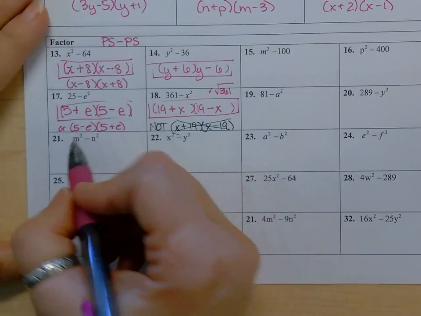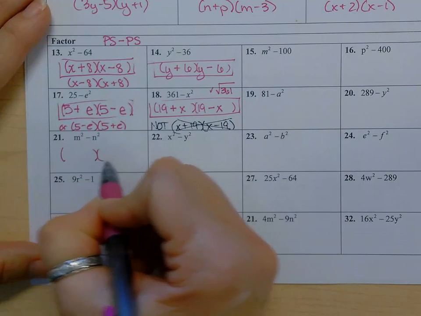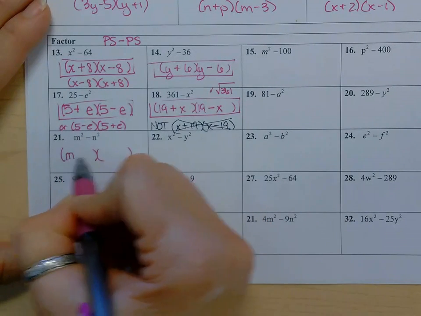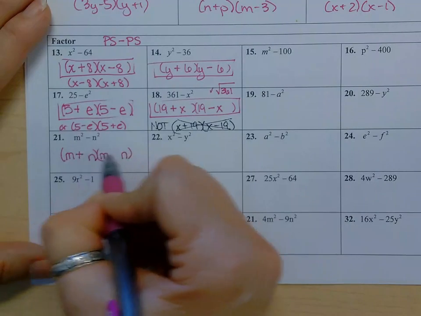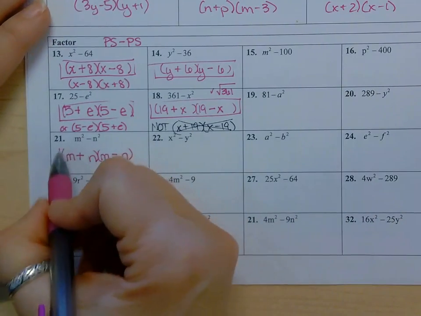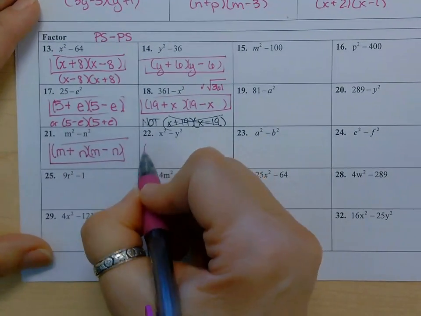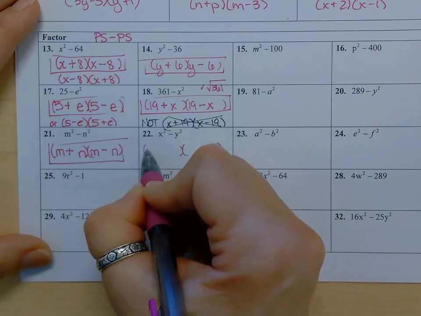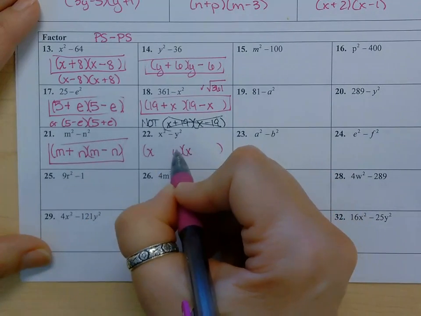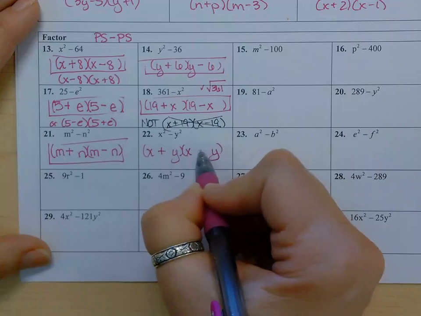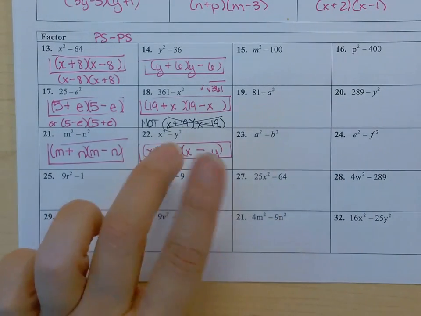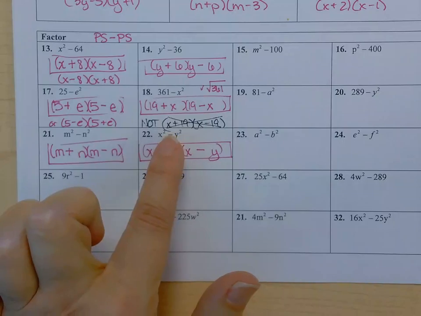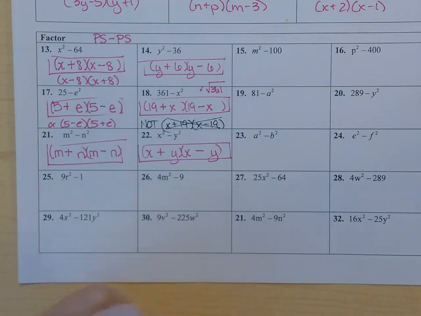These two are also the pattern of a perfect square minus a perfect square. I need m times m, and I need n times n, and I need a positive n and a negative n. Here I have x times x and y times y. I need a positive y and a negative y. If you were to FOIL those back together, you would get back to this original problem.